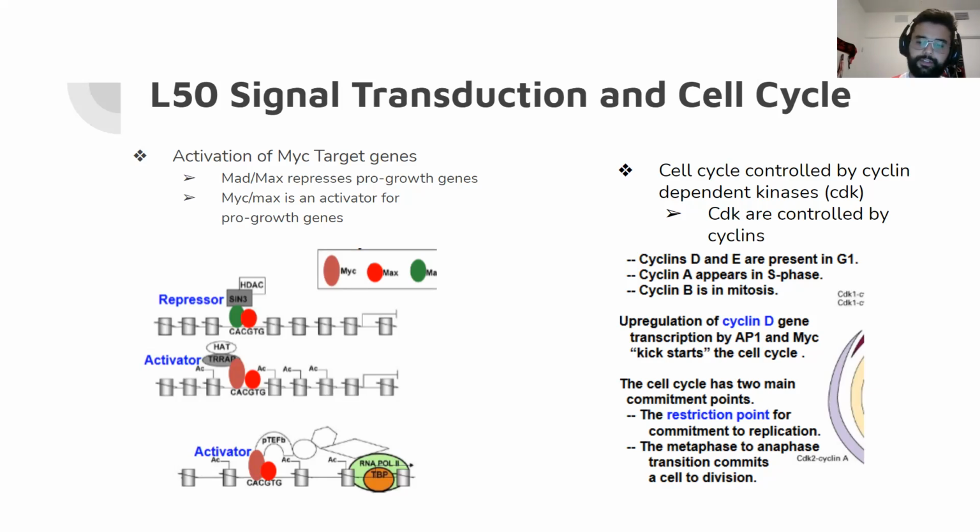To start off, the upregulation of our cyclin D gene is caused by the transcription of our AP1 and our MYC, which is just kickstarting the whole cell cycle. The cell cycle ultimately is going to have 2 main restriction points, and the restriction points are basically areas where our cell is going to make sure that the cell cycle is being done correctly.